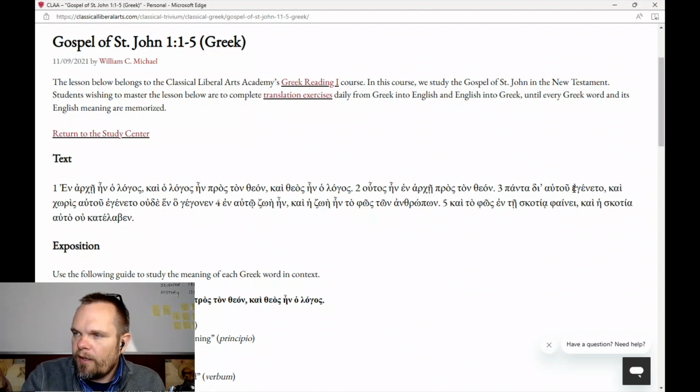We then have epsilon in the next word with no aspiration, so just e, and then we have gamma and another epsilon with an acute accent, and then we have the letter nu, epsilon, tau, and omicron. So this word here is read as egeneto. Panta di autu egeneto. We then have kai again.